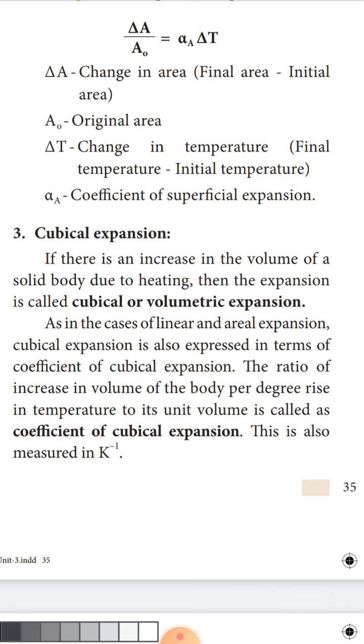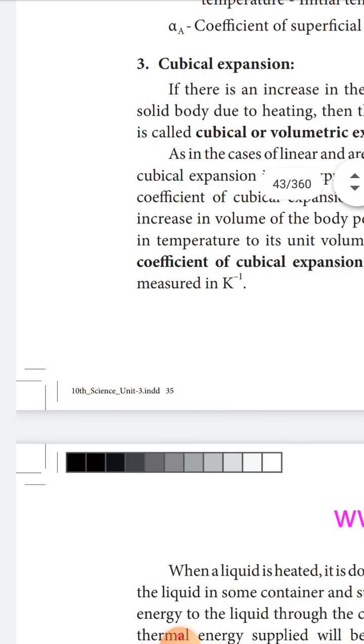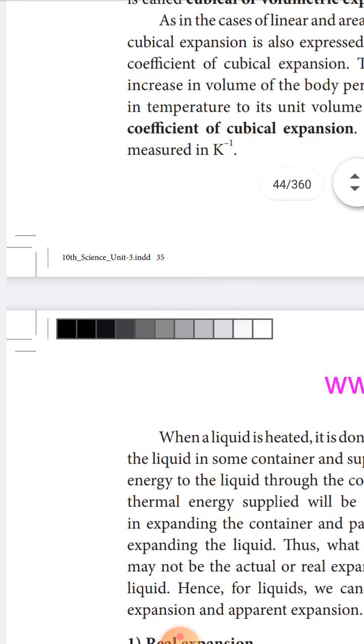What is the coefficient of cubical expansion? The ratio of increase in volume of the body per degree rise in temperature to its unit volume is called the coefficient of cubical expansion. This is also measured in K power minus 1.